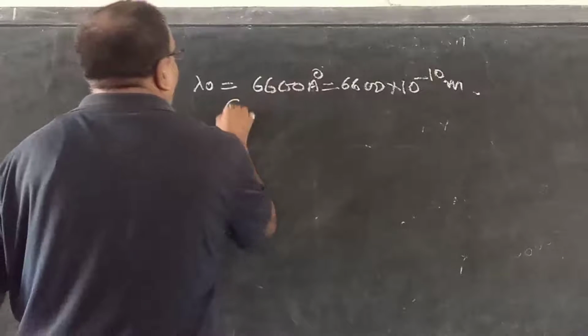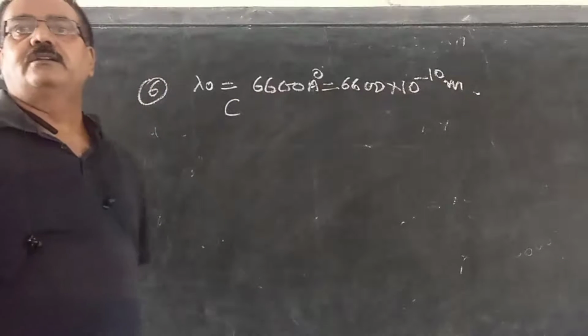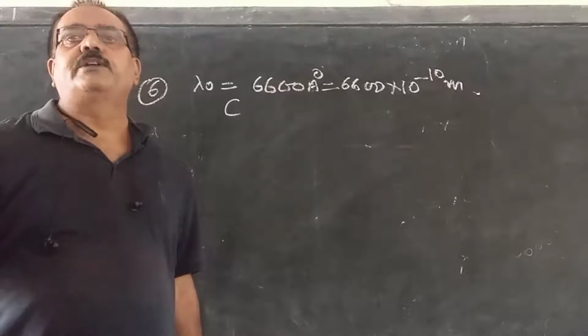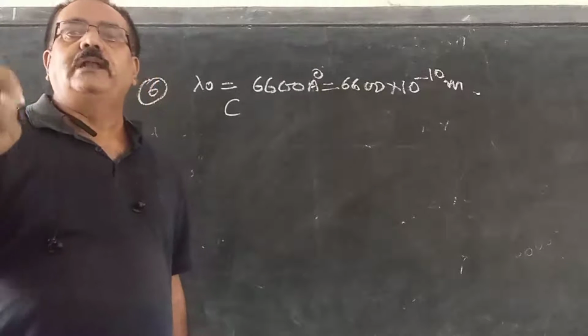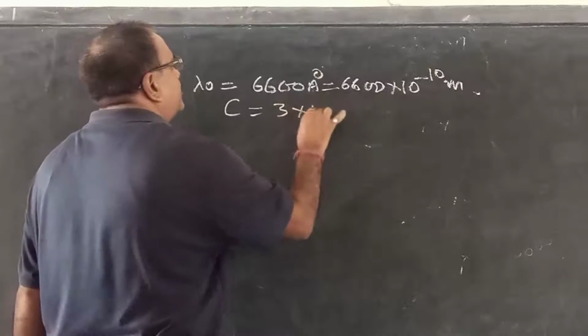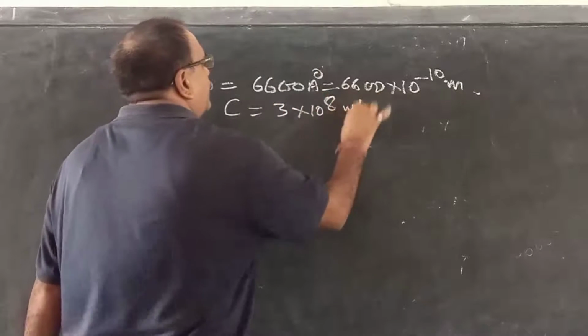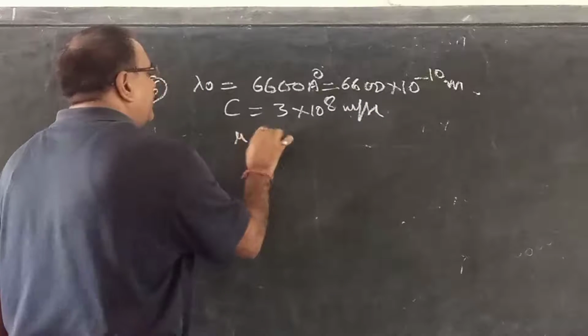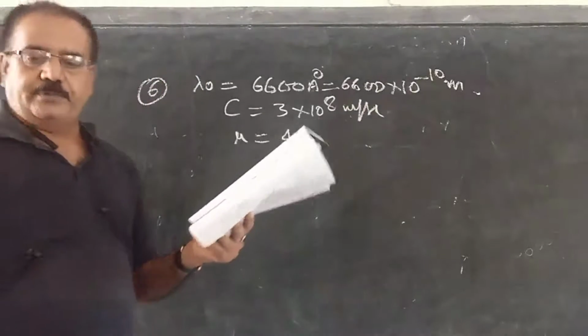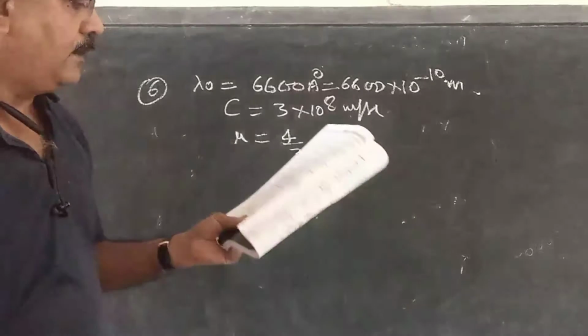Then the speed of light is denoted by C, and the speed in any other medium is denoted by V. Only the speed of light in air we denote by C. C is given as 3 into 10 to the power 8 meter per second, and mu is given as 4 by 3. These are given.